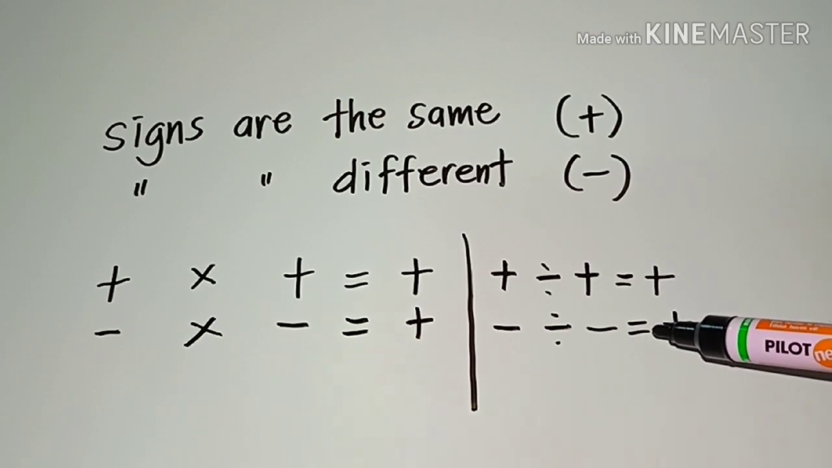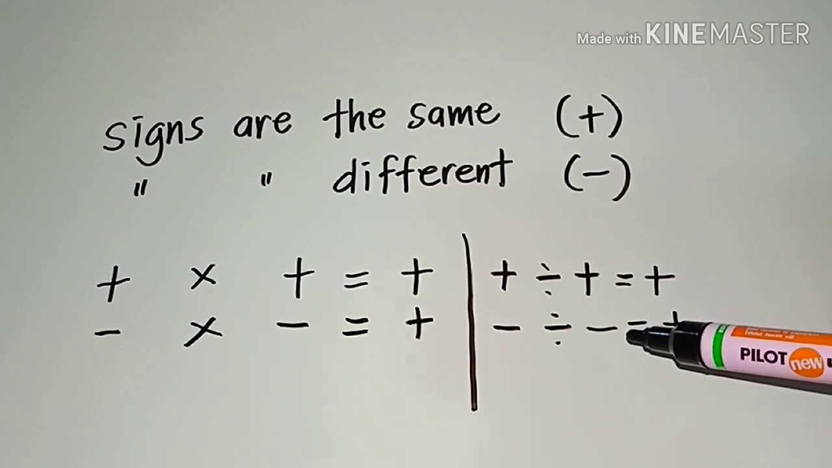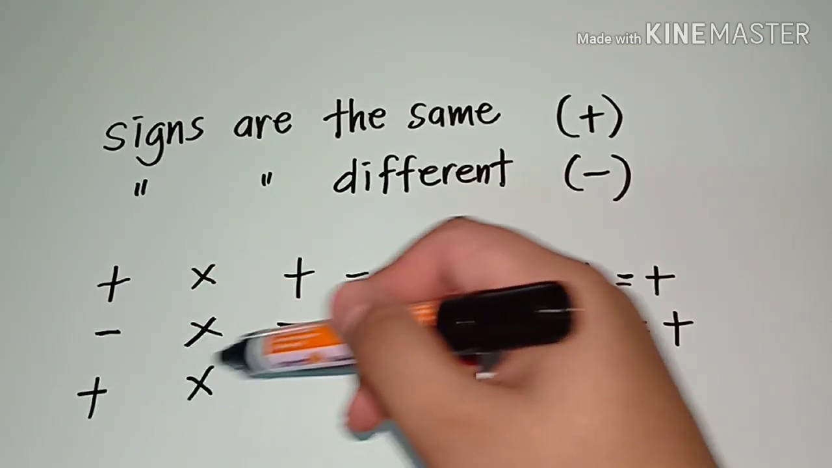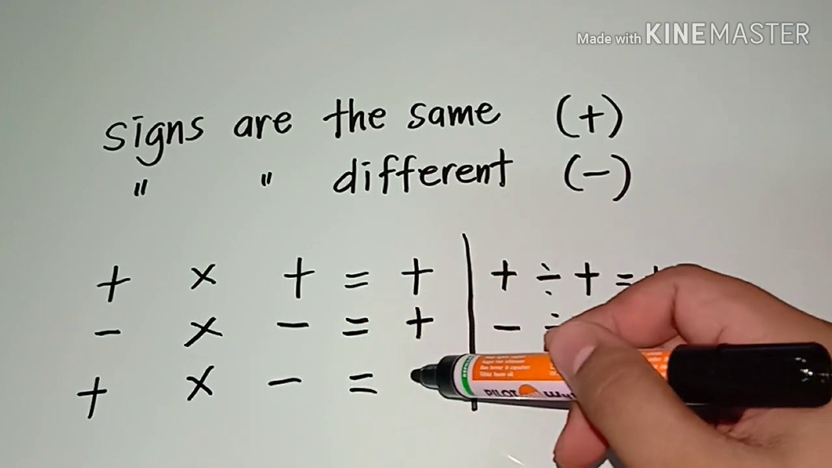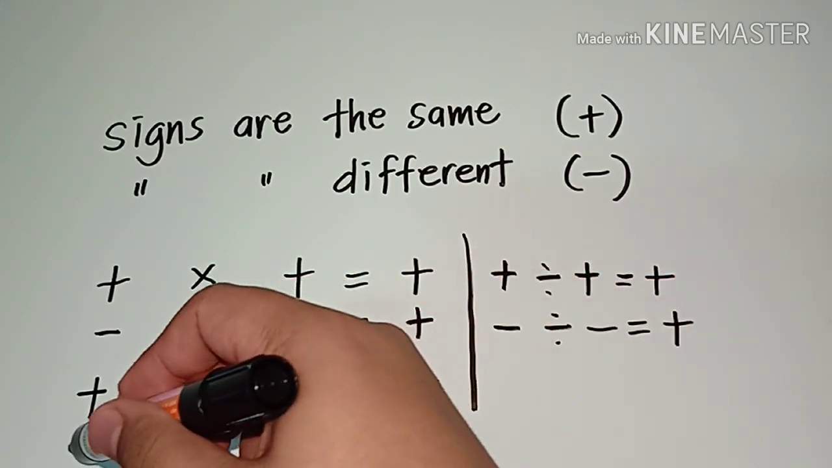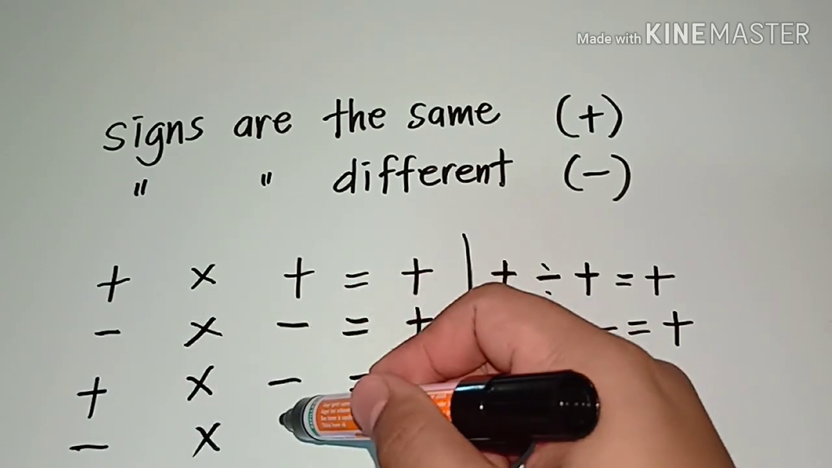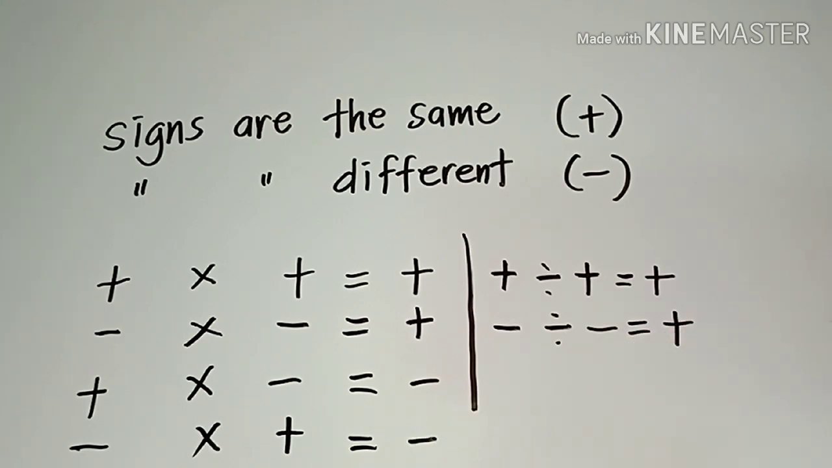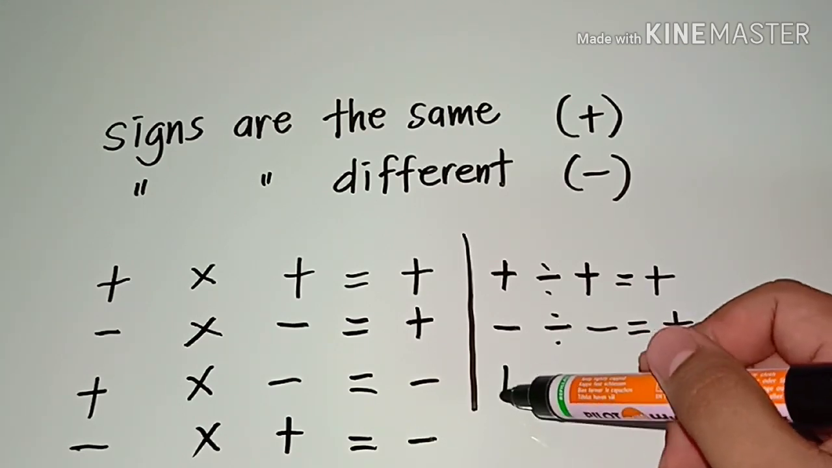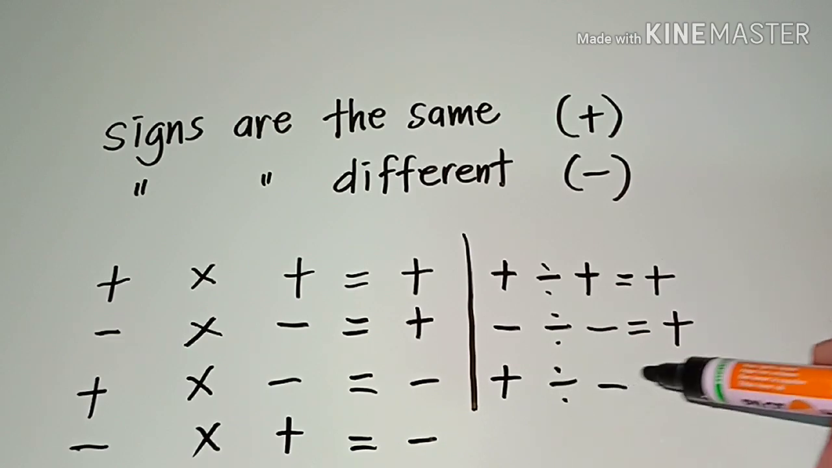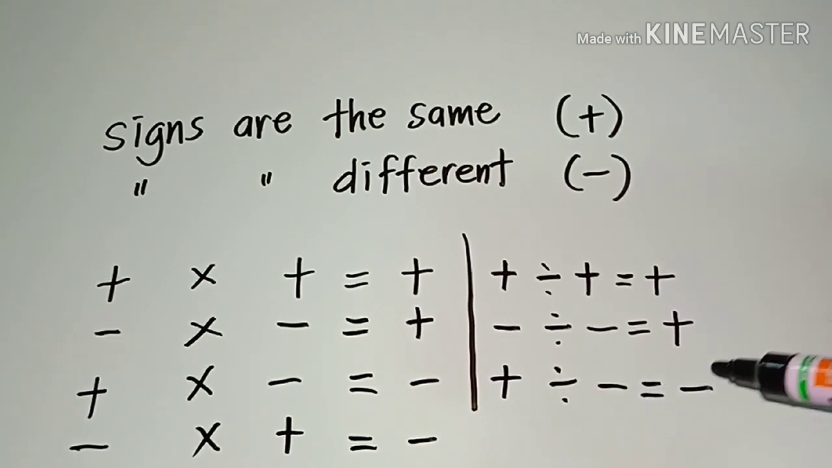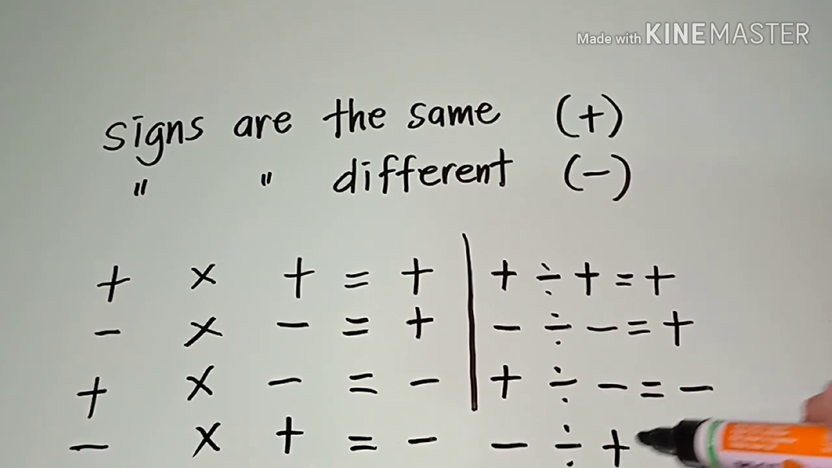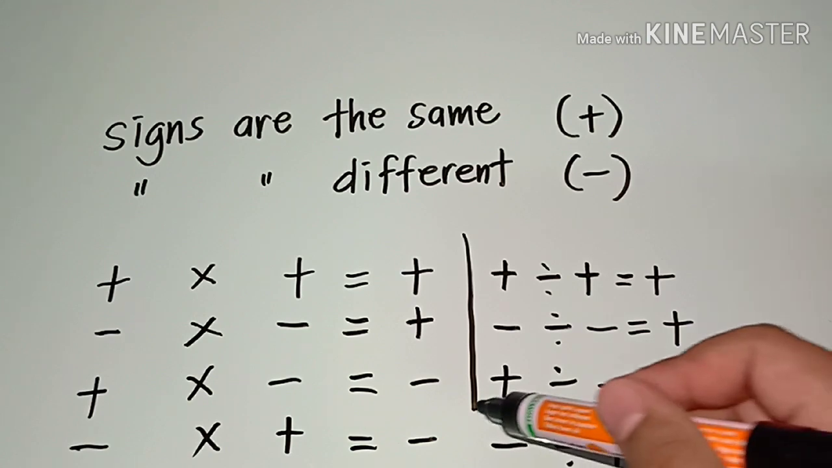Now, if the signs are different, then the answer is negative for two integers. Let's say a positive number is multiplied with a negative number, then it will give you a negative answer. If a negative number is multiplied with a positive number, it will also give you a negative answer. For division, if a positive number is divided by a negative number, it will give you a negative quotient. If a negative number is divided by a positive number, it will also give you a negative answer.